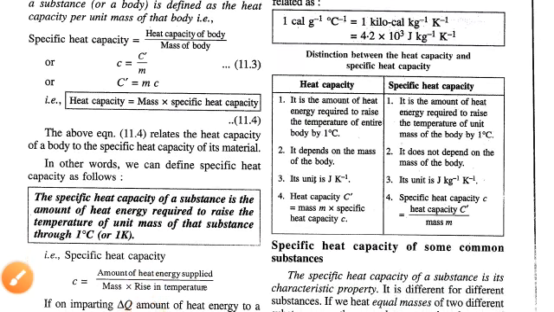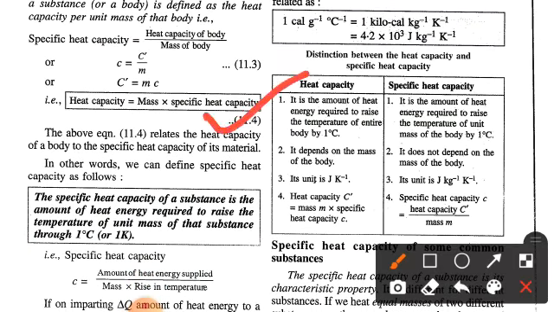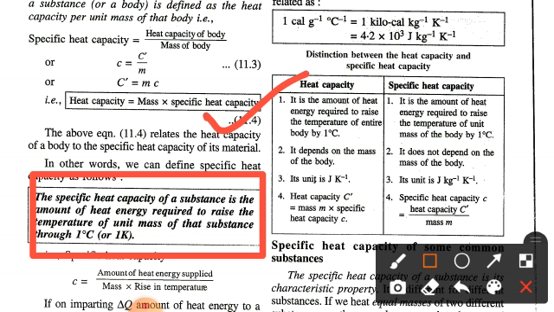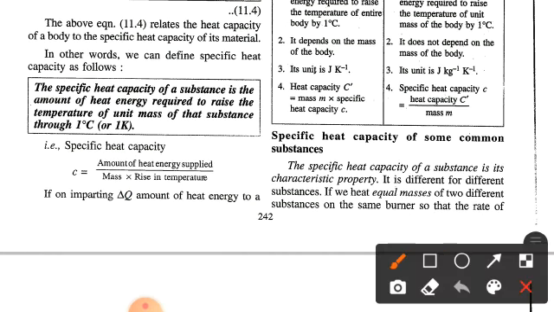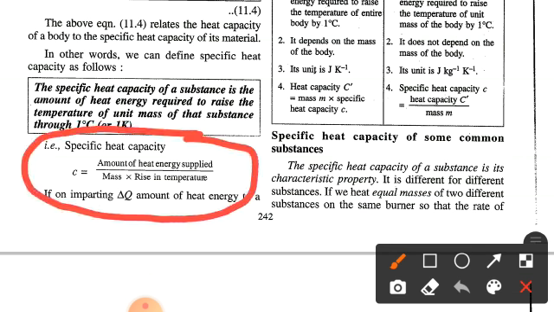From the above equation, equation number 11.4, it relates the heat capacity of a body to the specific heat capacity of its material. In other words, we can also define specific heat capacity as follows. The specific heat capacity of a substance is the amount of heat energy required to raise the temperature of the unit mass of a substance by 1 degree Celsius or 1 Kelvin. Clear? That is, the specific heat capacity c equals the amount of heat energy supplied upon mass into rise in temperature. I hope it is clear.